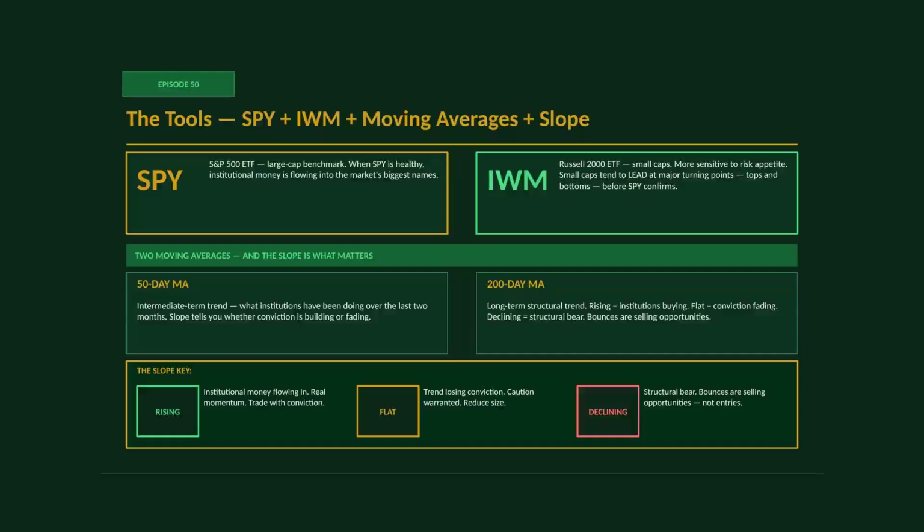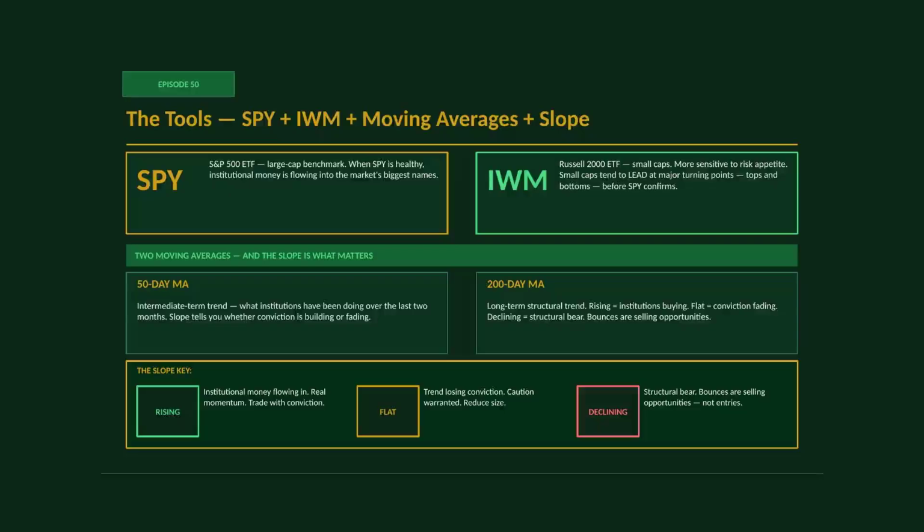When SPY and IWM agree, the regime signal is clean. When they diverge, say one trending up while the other struggles, that's a warning. For moving averages, I use 2. The 50-day and the 200-day simple moving average. The 50-day reflects intermediate term trend, what institutions have been doing over the last 2 months.